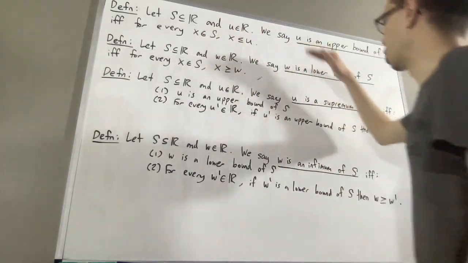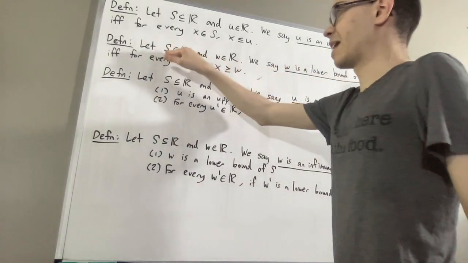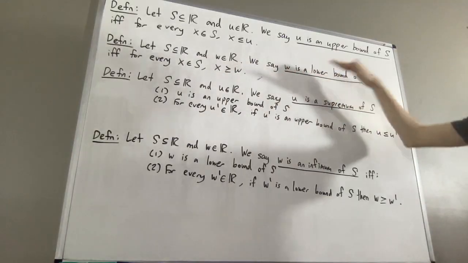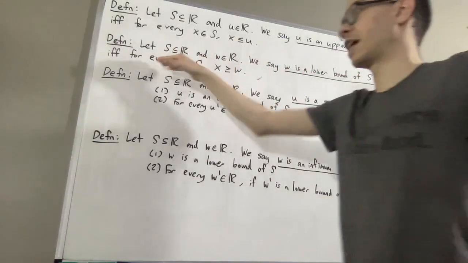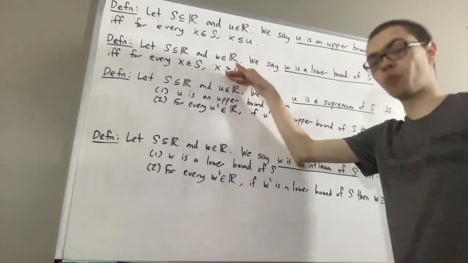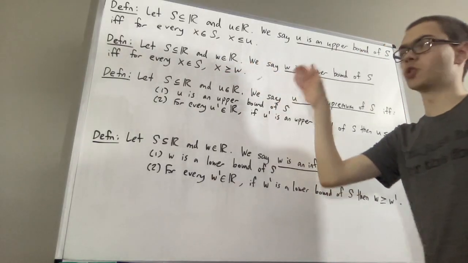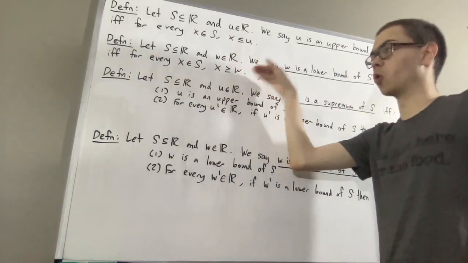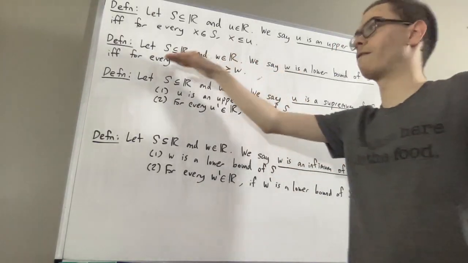Next, the definition of a lower bound is, given S is a subset of real numbers and W is a real number, we say W is a lower bound of S if, for every x in S, x is greater than or equal to W. So what this is saying is, every element of S is greater than or equal to W, or W is less than or equal to every element of S.